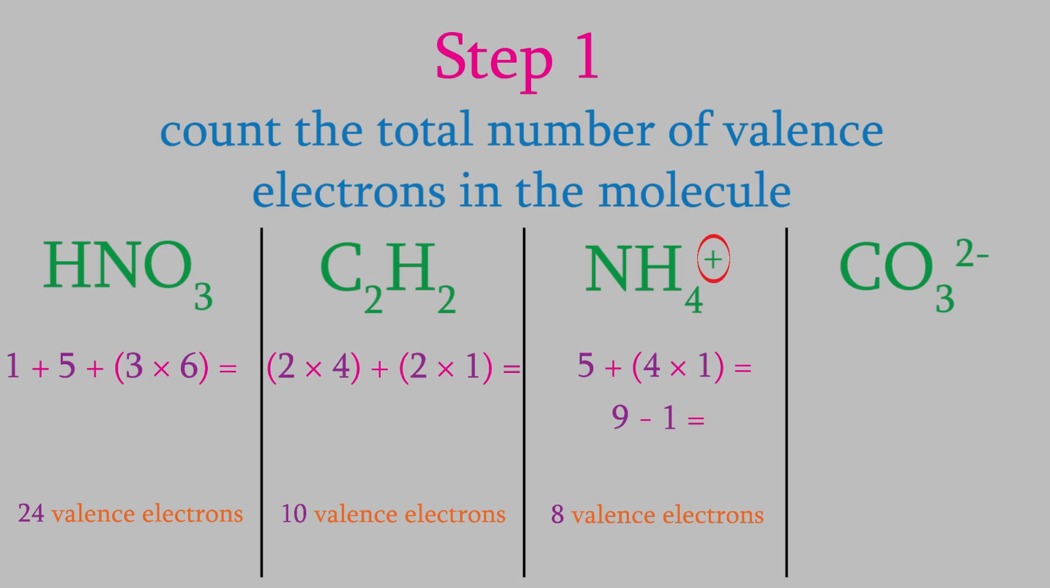The fourth molecule is a carbonate ion. In this one, the carbon has 4 valence electrons, and each oxygen has 6, for a total of 22. But remember, this is an ion. It has a charge of -2, so we need to add 2 electrons to our total, which gives us 24. So now we know how many valence electrons are in our molecule. You might remember that in a previous video, I told you that the valence electrons are the ones that form bonds when atoms are connected together. So that's what we'll do in step 2.